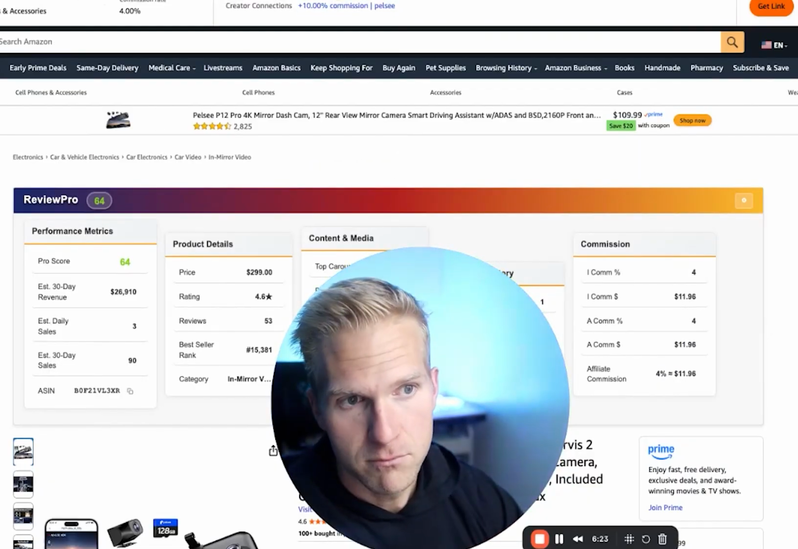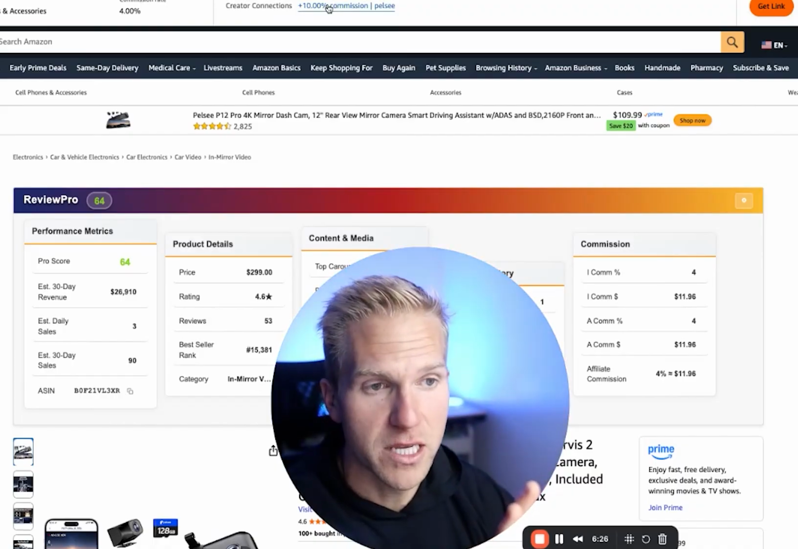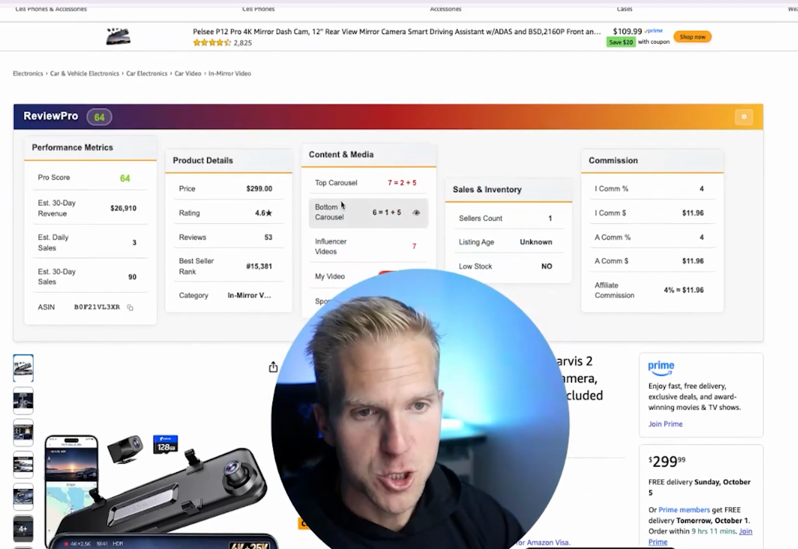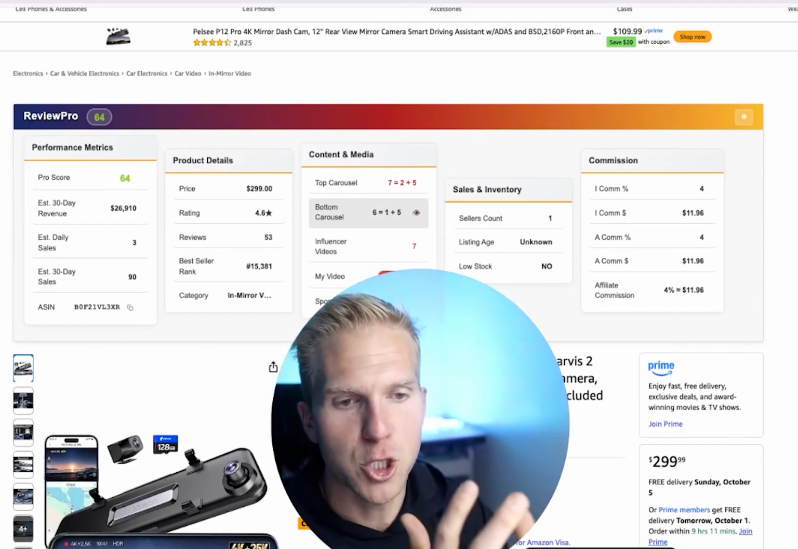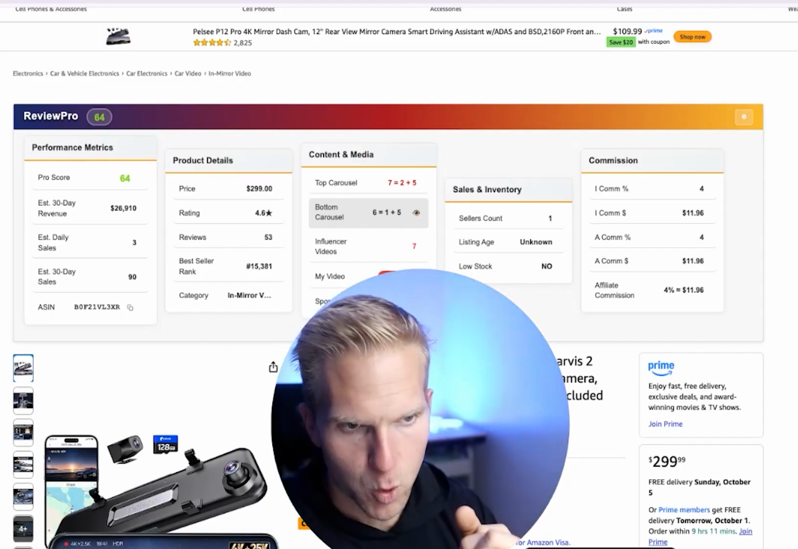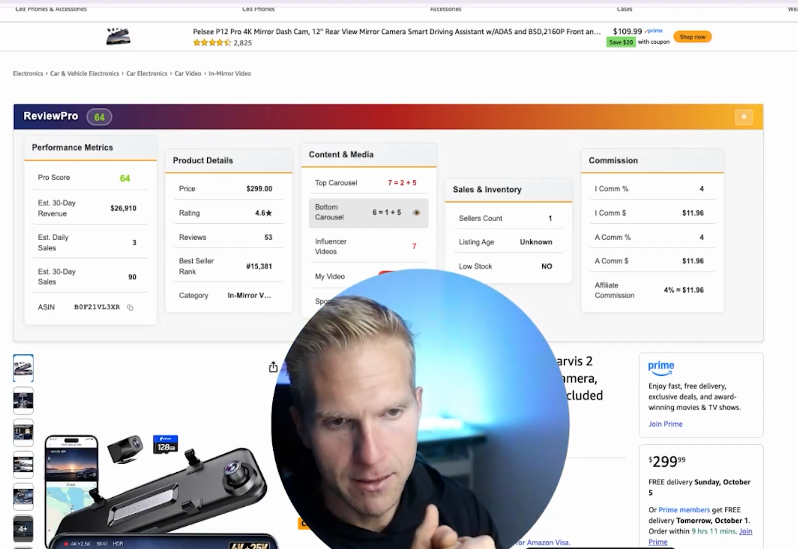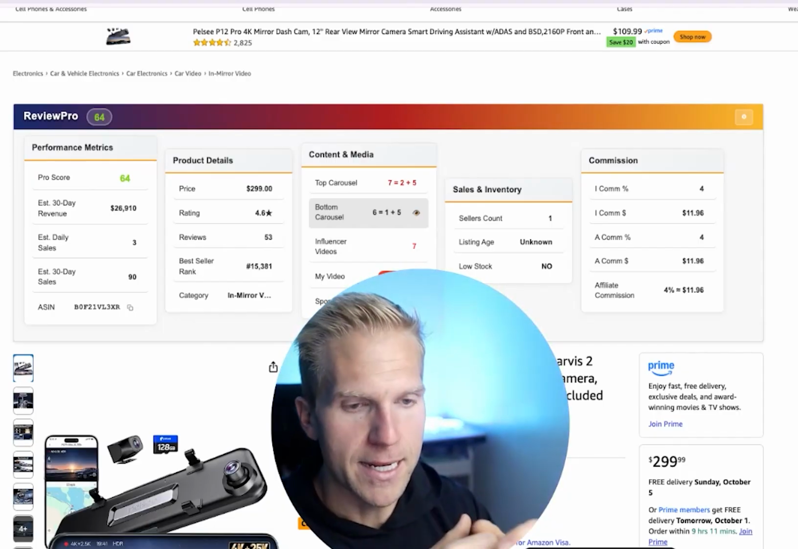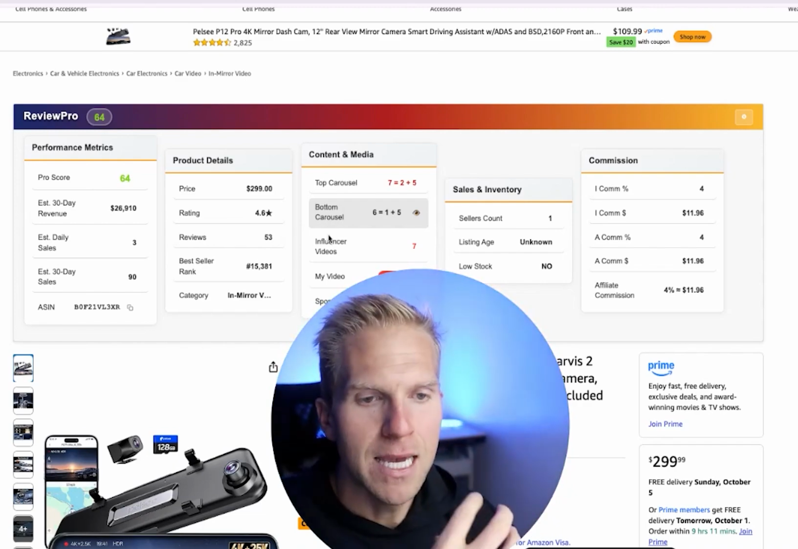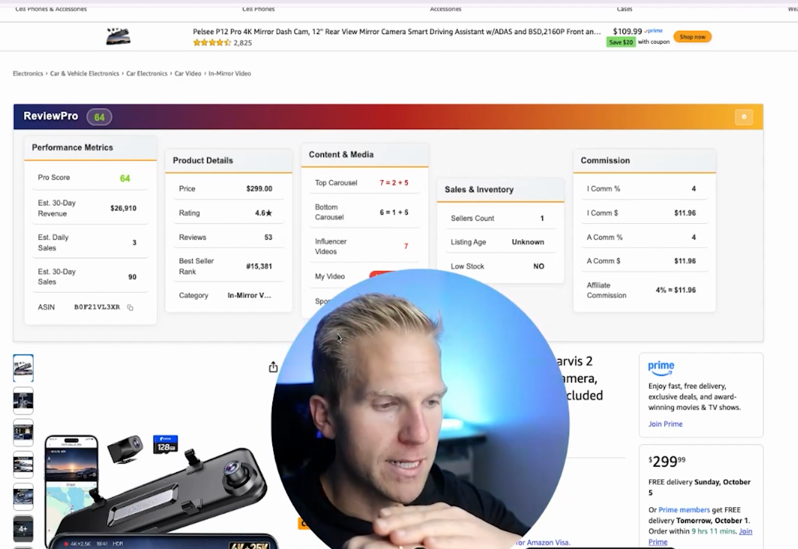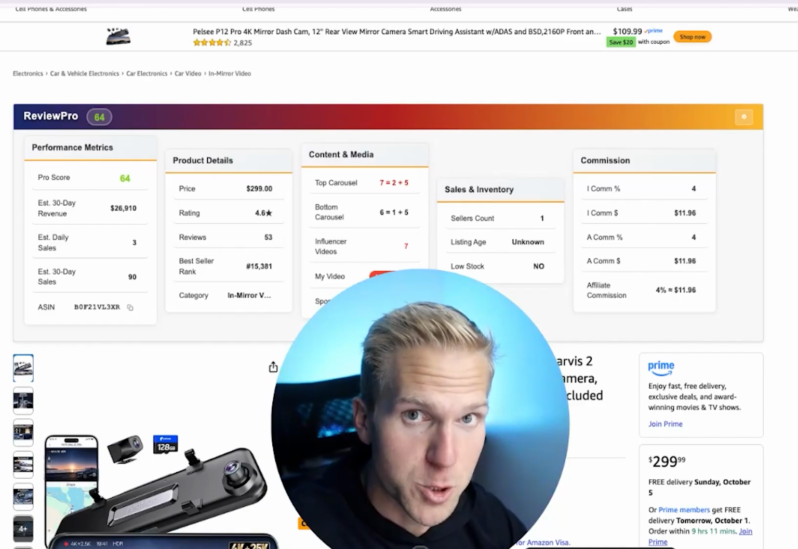Also, real quick, if you're in Creator Connections, there's a link up here, opt into the campaign. So that is a dashboard. That's how you can start looking at these numbers. Look at the pro score, look at how often people are actually buying it, and the price point, and you'll start to see trends and commonality between successful products you review versus not.